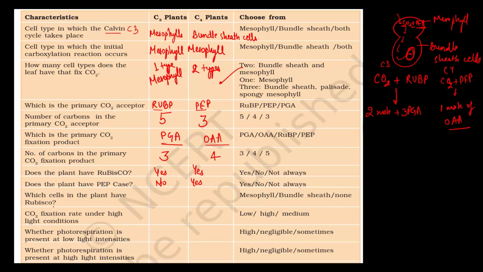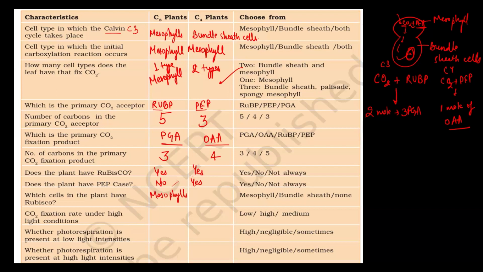Okay. Now the next is which cells in the plant have rubisco? We have said that rubisco is present in both C3 and C4 plants, but in what kind of cells? In C3 plants, because it involves only one type of cell, rubisco is present in mesophyll cells.